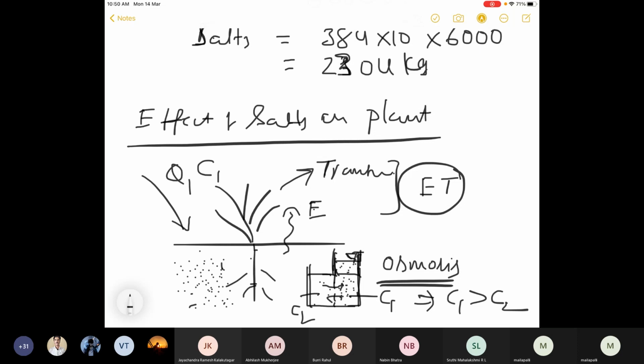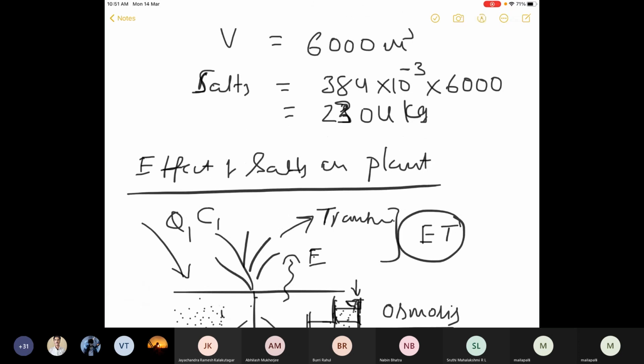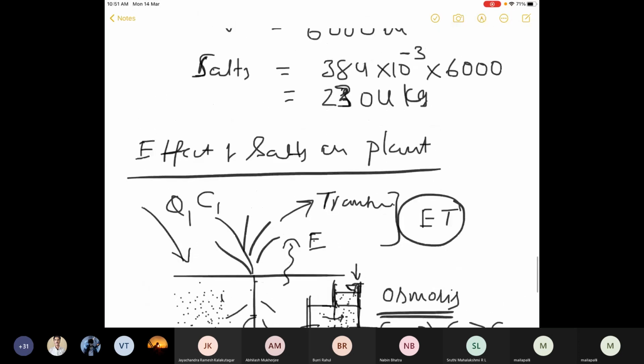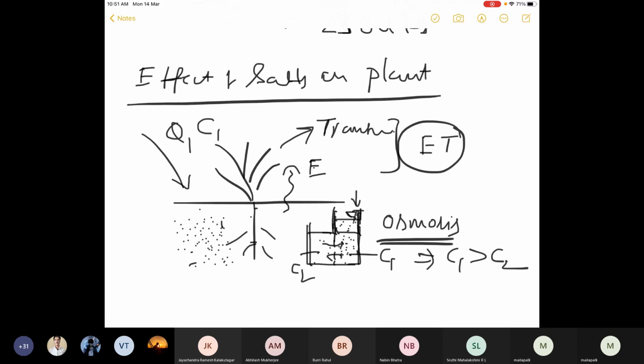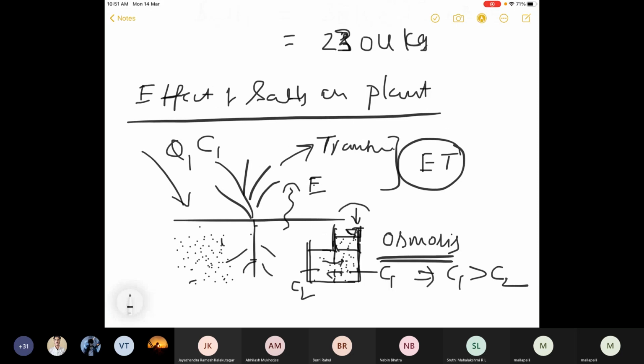So what is osmotic pressure? Now you have to push this level down to the original level. During that process, the pressure required to push this level down to the same level here will be the osmotic pressure. This is osmotic pressure.